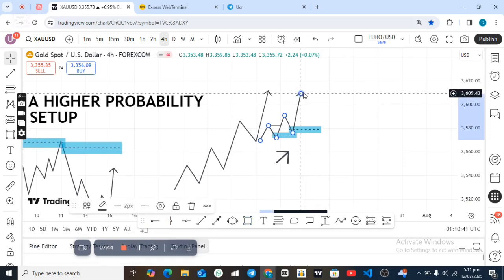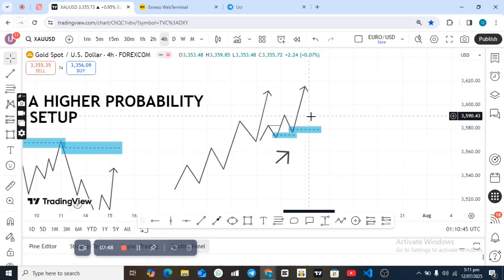Now, when you do this on a 4-hour time frame, you will see that sometimes it will take a long period of time for price to come back to that zone. Sometimes like 1 to 2 days, all depending on the pair you are trading. There are some pairs you will trade.